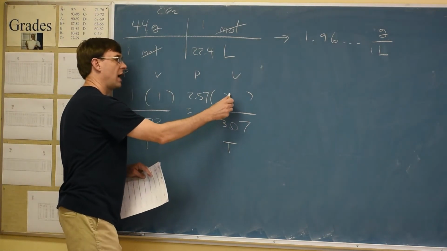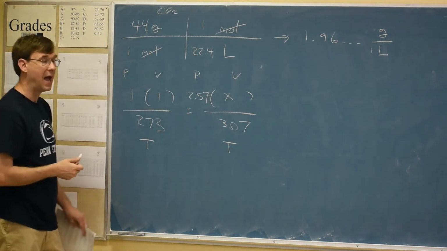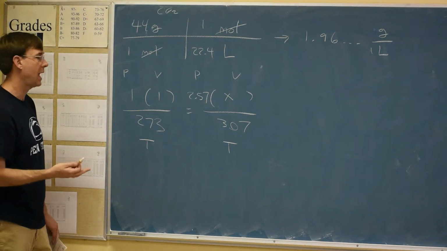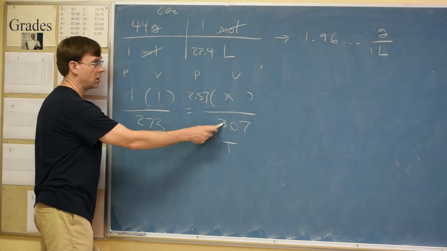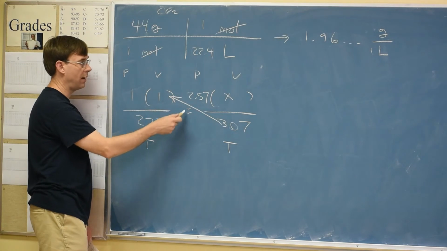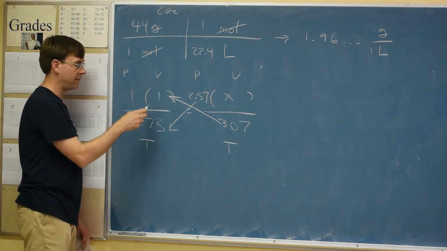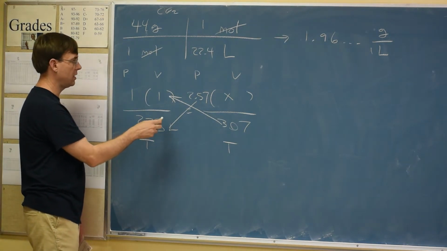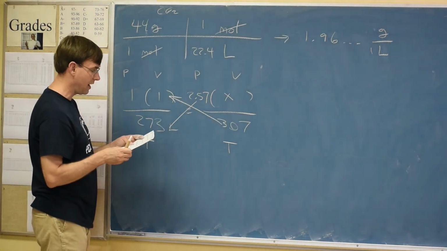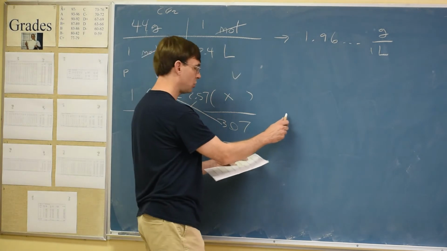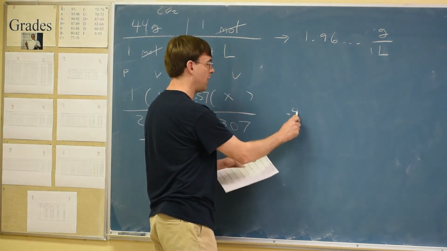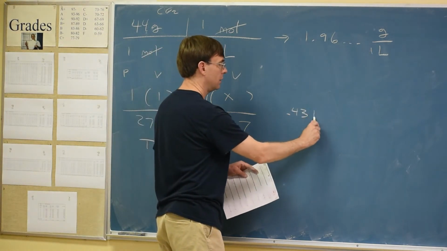The volume we're trying to make, we don't know what that is. That's why we're trying to do this gas law. So cross multiplying, 307 would go up, 2.57 would go down. 307 dividing 273, also dividing 2.57, that should show you a 0.43 liters.